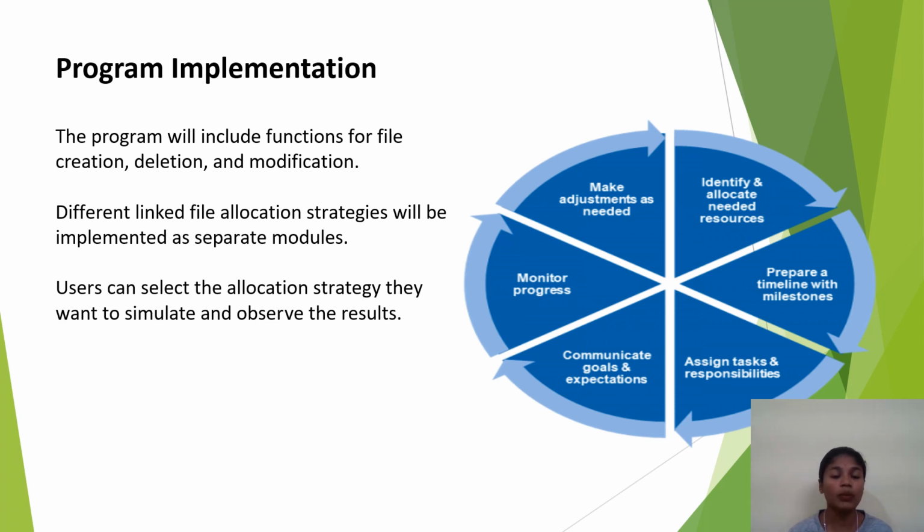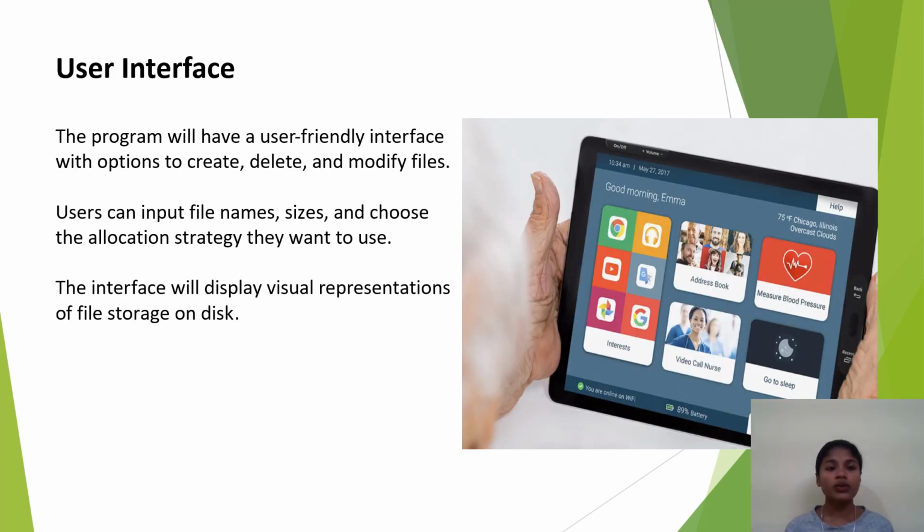Program implementation. The program will include functions for file creation, deletion and modification. The different linked file allocation strategies will be implemented as separate modules. The user can select the allocation strategy they want to simulate and observe the results. User interface. The program will use a friendly interface with options to create, delete and modify files. The user can input the file name and size and choose the allocation strategy they want to use. The interface will display a visual representation of the files stored on the disk.